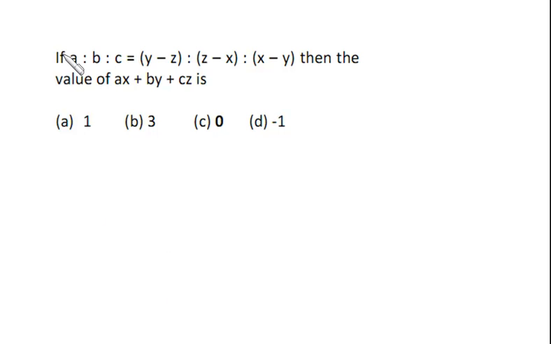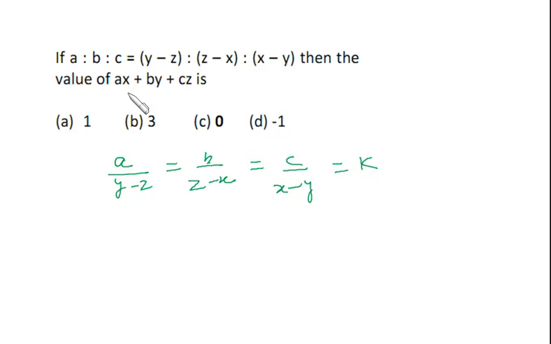Now see this problem. A is to b is to c is this, then find the value of ax plus by plus cz. Now this can be written as a upon y minus z is equal to b upon z minus x is equal to c upon x minus y, and I assume each of them equal to k, right? Now I want ax precisely, so what I do is I multiply numerator and denominator by x over here, so it is x, here y, here z.